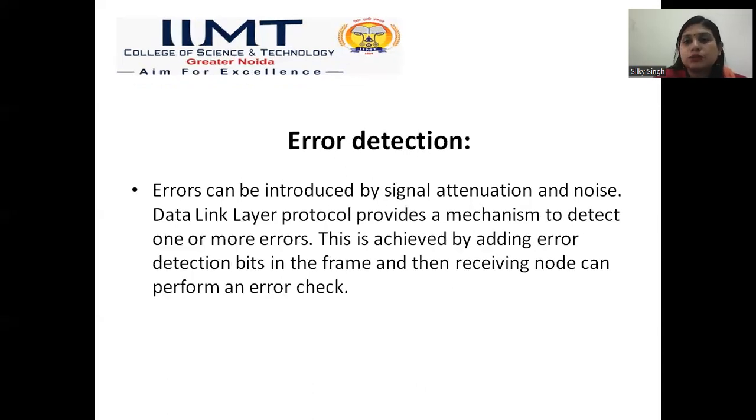Now, error detection. Errors can be introduced by signal attenuation or noise. In the data link layer, the protocol provides a mechanism to detect one or more errors. This is achieved by adding error detection bits in the frame, and then the receiving node can perform the error check.